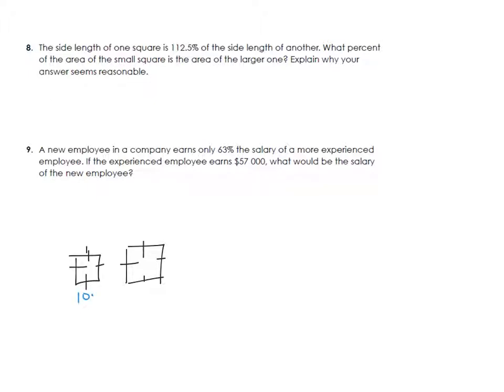So let's say that this is 10 centimeters, for example. Then this side length that we're trying to find here is going to be 112.5% as large as 10. So to find that, I do 10 times 1.125, and that gives me 11.25. And that's because 112.5% is equal to 1.125. So to find 112.5% of 10, I multiply by 1.125, and I get 11.25. So I'm just going to erase this little line here, and I'm going to write in 11.25. So that now is my side length. It's centimeters.